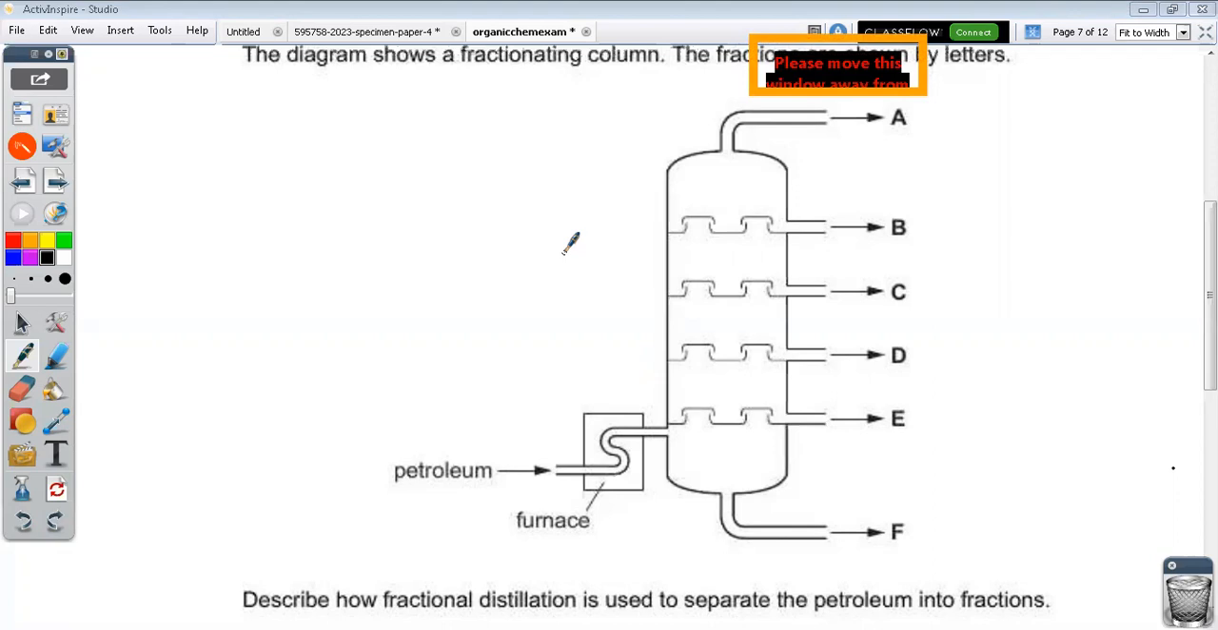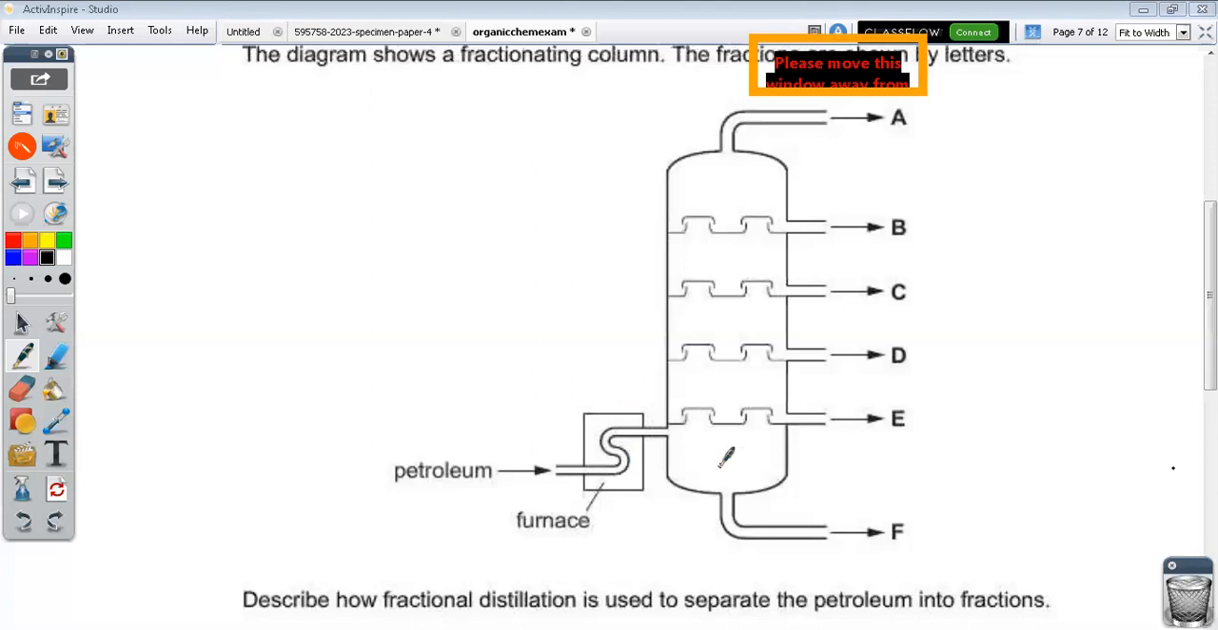So the first thing, just to correct your point, is that you see this way there's the furnace here. The petroleum is heated at very high temperatures in the furnace, and it vaporizes altogether. Clear? That's the first point. It vaporizes. Is that making sense?